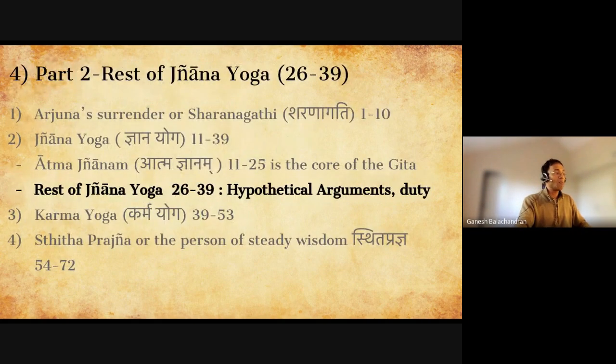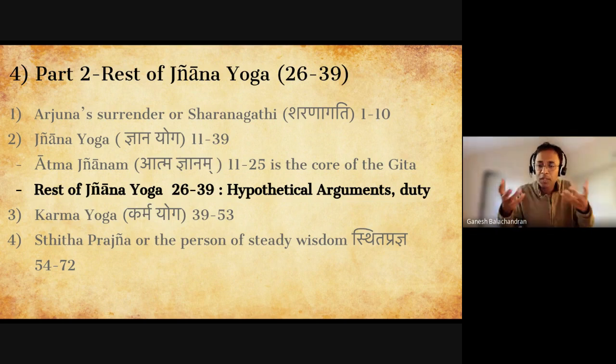The Jnana Yoga will continue from 26 to 39, where Krishna uses hypothetical arguments, then the call of duty, all that stuff. After that, it will continue into Karma Yoga, because Krishna clearly sees that Arjuna is not able to make tangible sense of this. So his mind needs to calm. Then he talks about Karma Yoga, and then finally about Sthita Prajna.